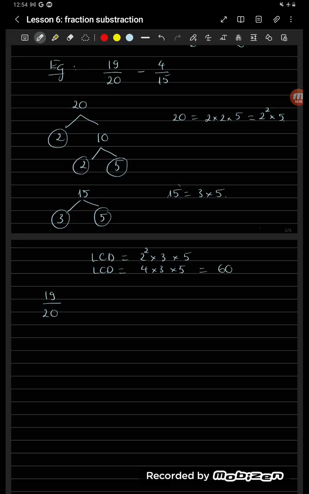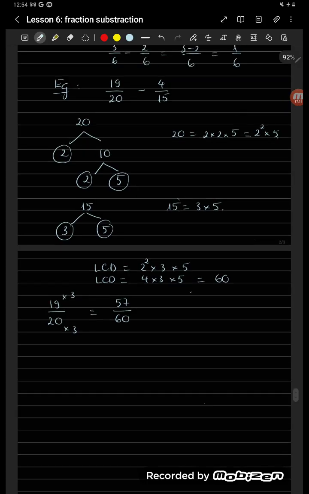So how can we do that? From 20 we need to change to 60. So it means we need to multiply it by 3. And because we multiply the bottom part by 3, we need to multiply the top part by 3 as well to keep the original value. Okay, and it will equal 57. 19 times 3 is 57, over 60.